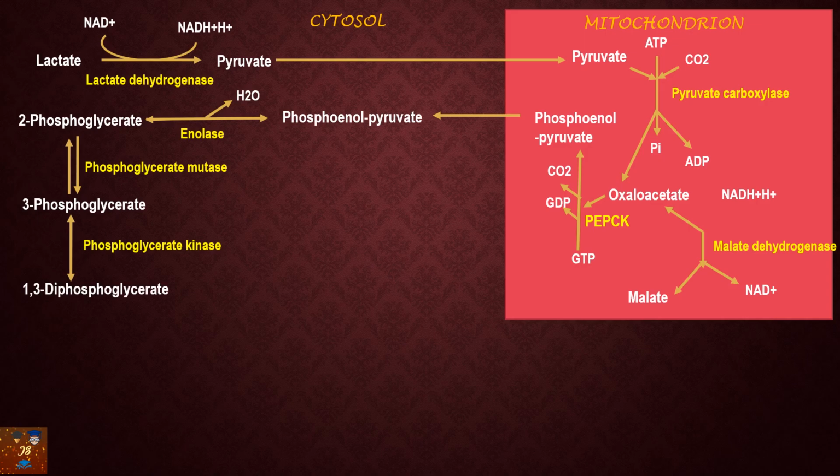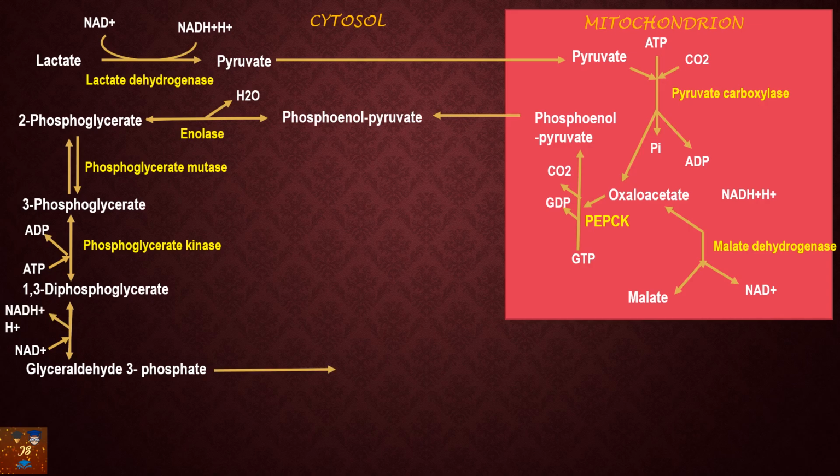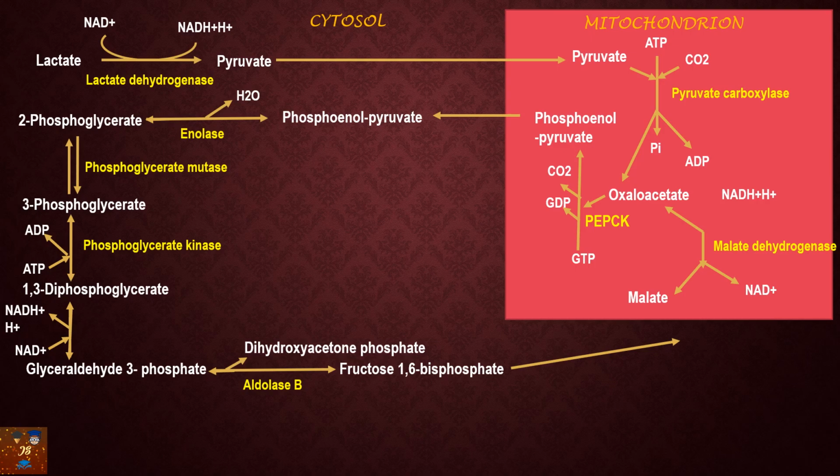It is again converted into 1,3-diphosphoglycerate with the help of phosphoglycerate kinase at the cost of ATP, of course. Then this compound is again converted into glyceraldehyde 3-phosphate. This glyceraldehyde 3-phosphate then directly converts into fructose 1,6-bisphosphate with the help of aldolase B, and dihydroxyacetone phosphate comes out.